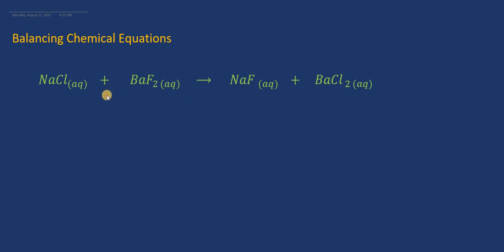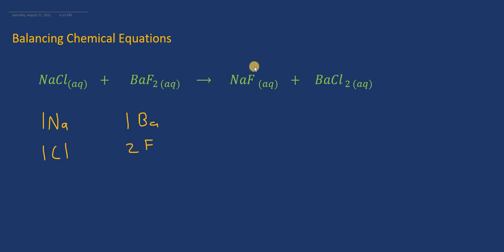So we'll start with the left-hand side of the equation. Here in our first compound, we have 1 sodium and we have 1 chloride. Here in our second compound, we have 1 barium and we have 2 fluorides. Keep in mind that this subscript 2 next to the F indicates that we have 2 of those in the compound.